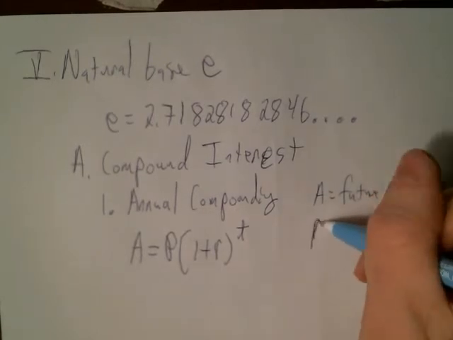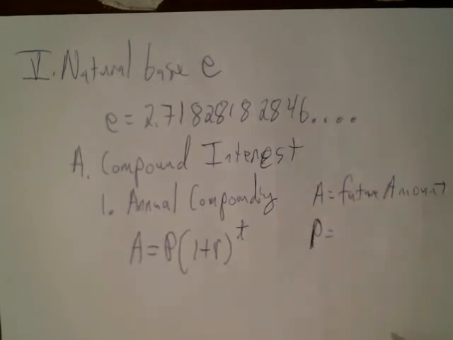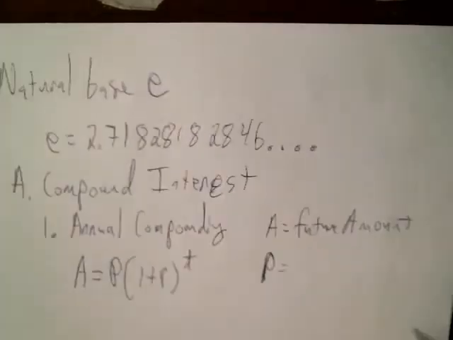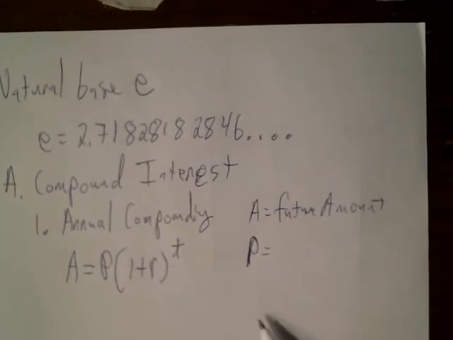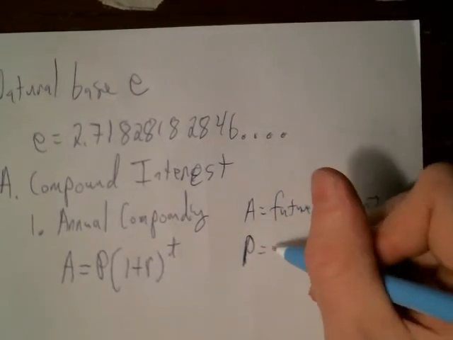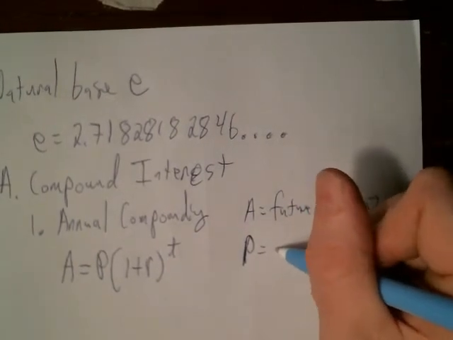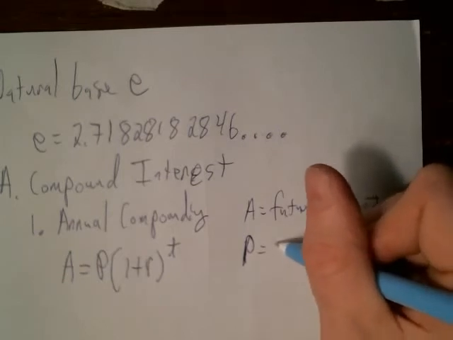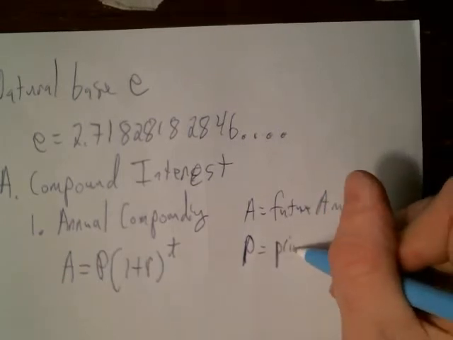P is the amount of money that you have in your account. It's either the money that you deposit or the money that you've been loaned. So this is like a down payment, or a principal. Basically, that's why it's called P. It's principal.